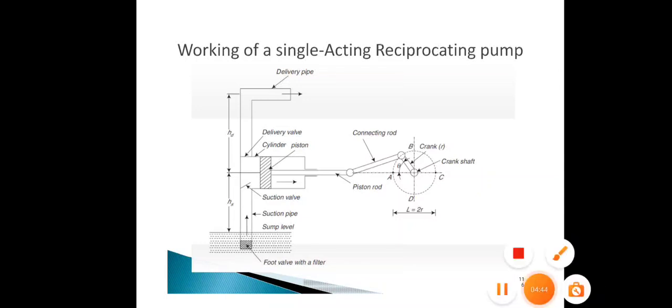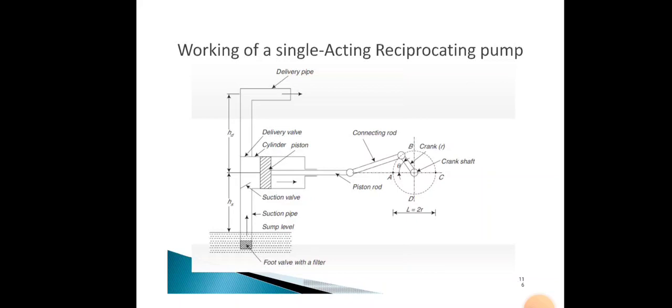Next, we are going to see the working principle of the single acting reciprocating pump. In this pump, a piston moves forward and backward in a cylinder. The piston is reciprocated by means of the connecting rod. The connecting rod connects the piston and the rotating crank. The crank is rotated by means of an electric motor. The suction and delivery pipes with the suction and delivery valves are arranged on the cylinder. The suction valve allows the water into the cylinder and the delivery valve lets the water leave the cylinder.